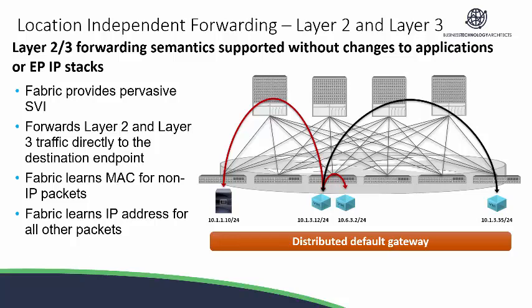So in ACI, layer 2 and layer 3 forwarding semantics are supported without changes to applications or endpoint IP stacks. ACI will forward layer 2 and layer 3 traffic directly to the destination endpoint. So it's kind of like a distributed layer 2 switch, one big giant switch. Bridge semantics are preserved for intra-subnet traffic. There's no time to live decrement, no MAC header rewrite. The ACI fabric will learn the MAC for non-IP packets and learn the IP address for all other packets.